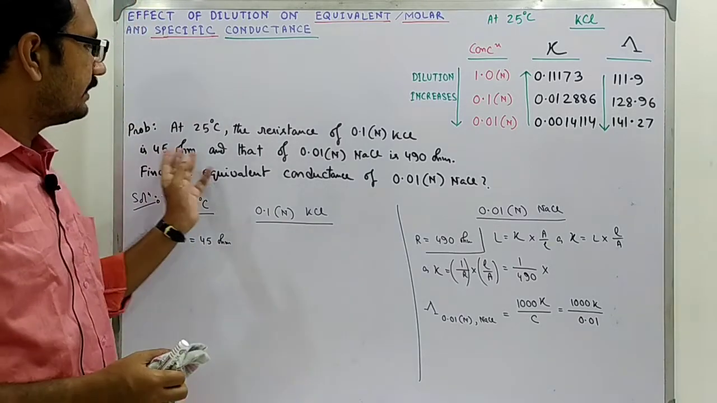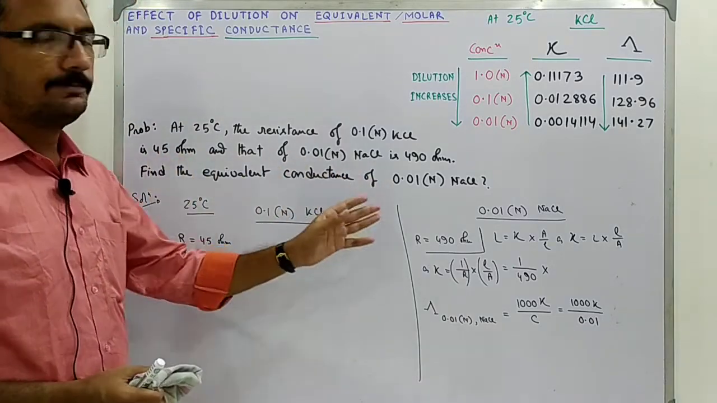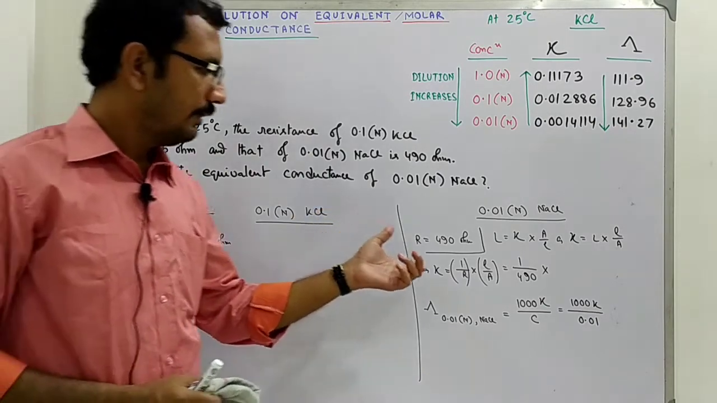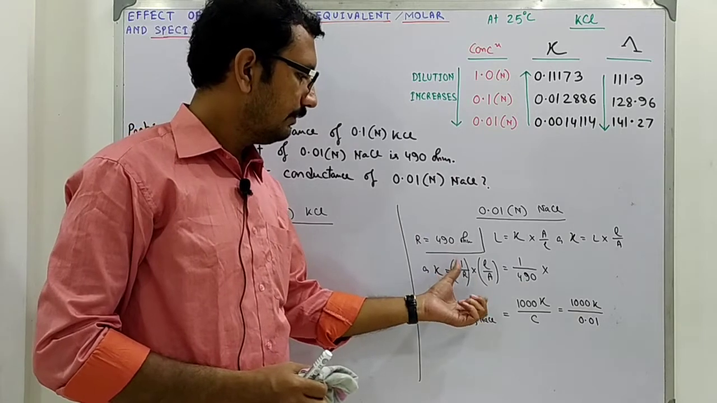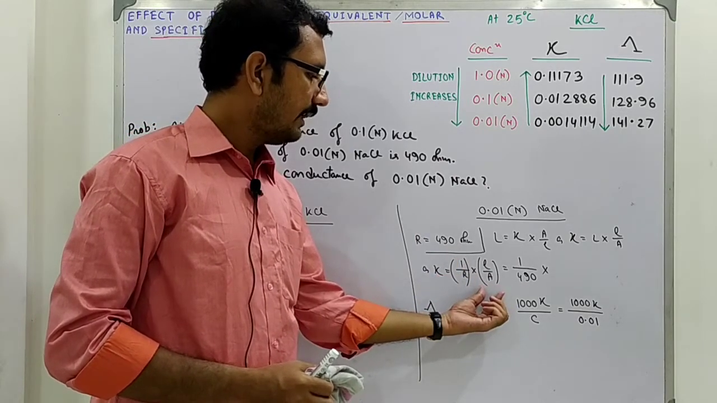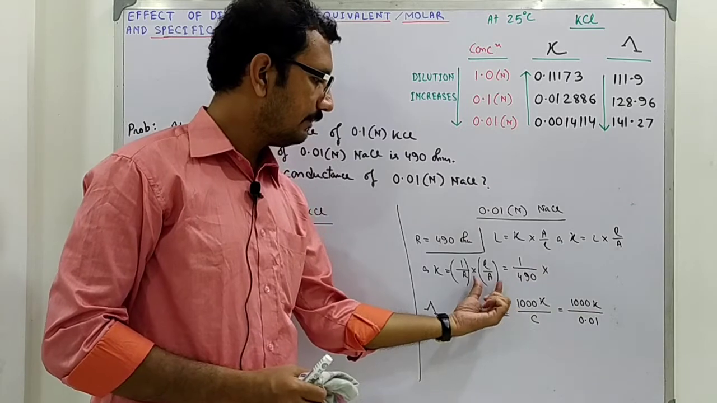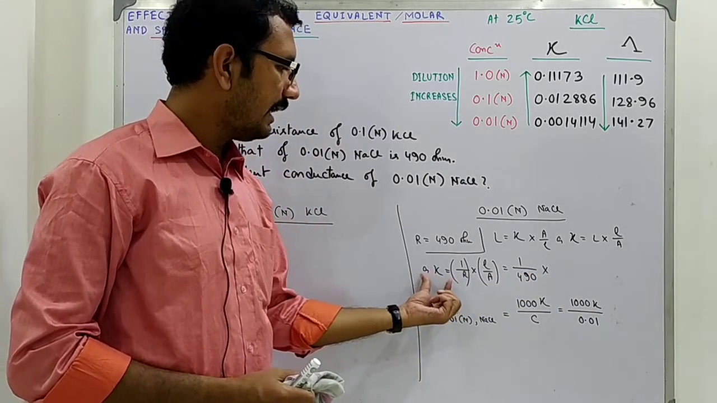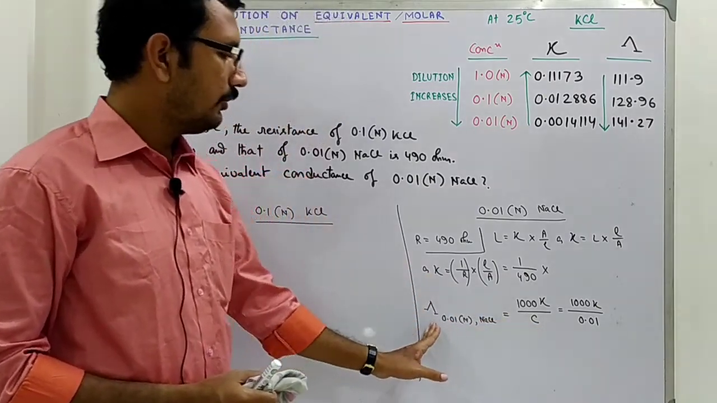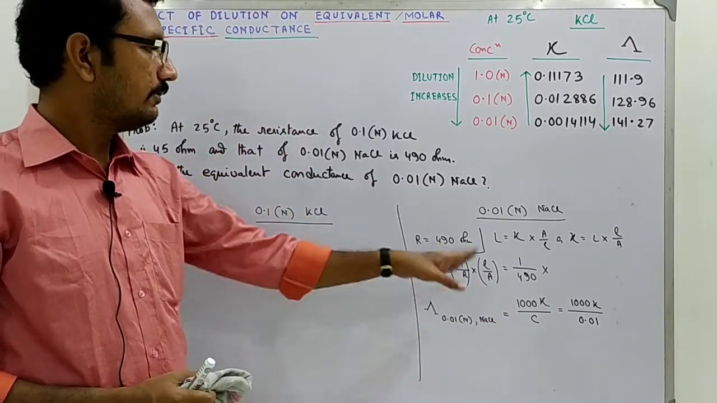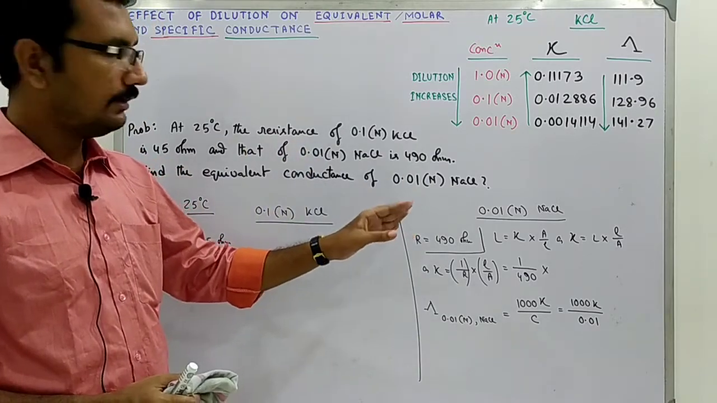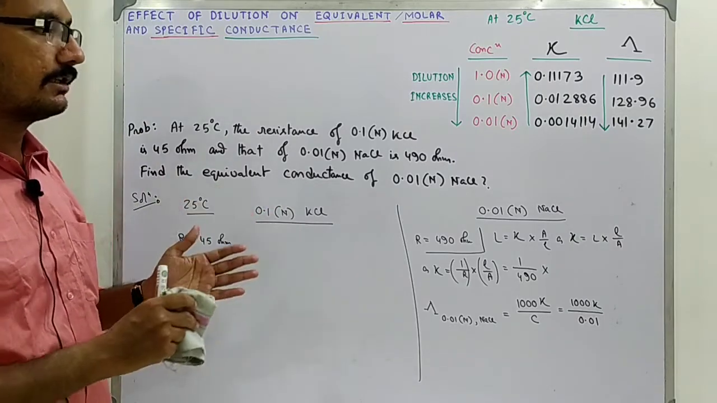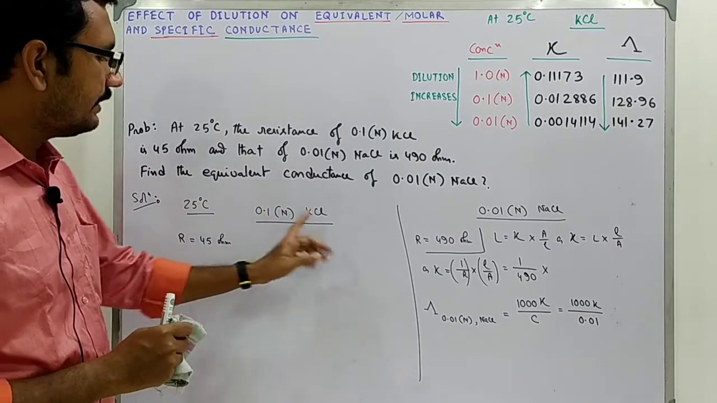Now, can you find the value of the cell constant in this problem? No. If you get the cell constant value, then you will put that value here, and you will get the value of specific conductance, and using that value in this equation you will get the equivalent conductance. That is not supplied in the problem, but it is indirectly given to you. So, you have to determine the cell constant using the data of KCl.